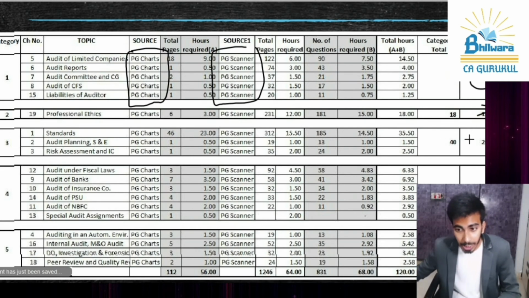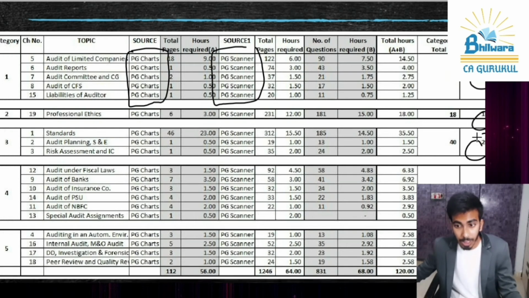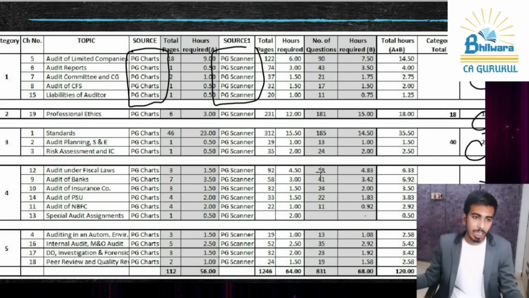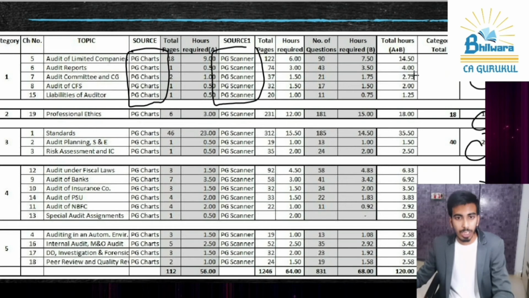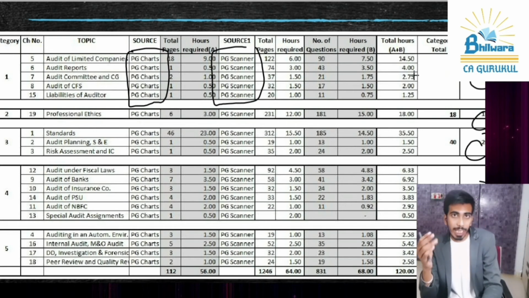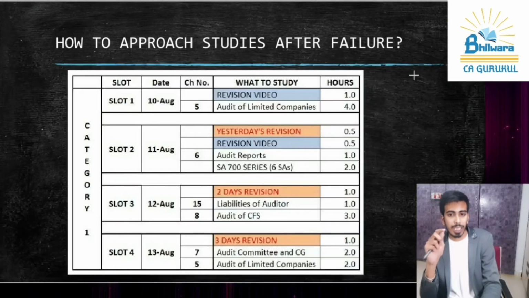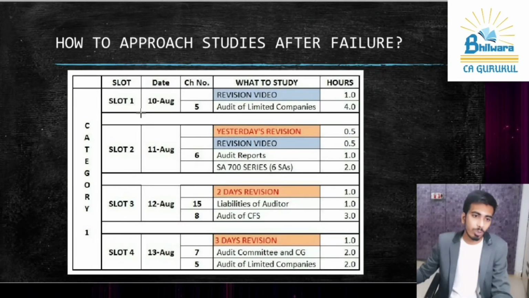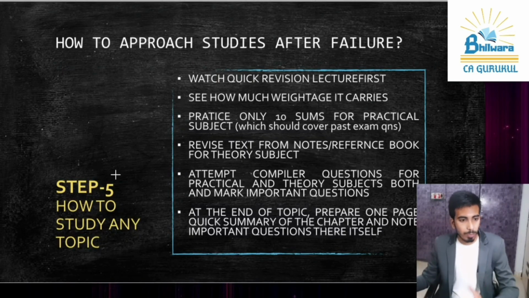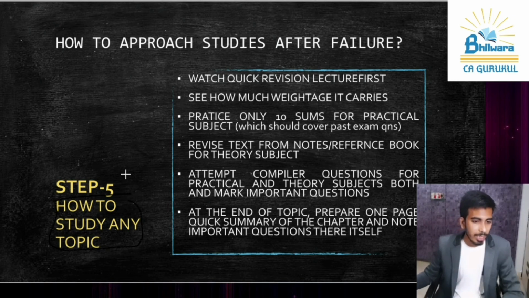Roughly you will get to know that around 80 hours is how you have to study. This is a very crisp plan of the audit chapter. This way you have to allocate time to each topic, that okay, I'll be studying topic number 1 in these many hours. Once you have done this detailed planning of each subject, now you have to allot the slot. Before coming to the slot part, I'll tell you how to study any topic.